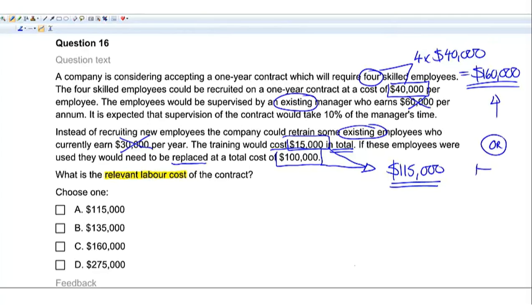So as a business, we would choose to either recruit the new employees at a cost of 160,000 or use our existing employees, which would cost us 115,000. We would make a sensible decision to pick the lower of the two options. Yeah, so you would choose to go with the least cost to the business, and therefore the correct relevant labour cost for the contract would be 115,000, which is response option A.